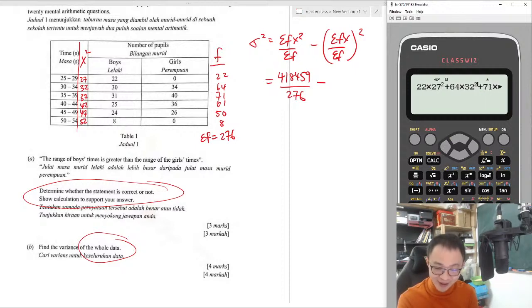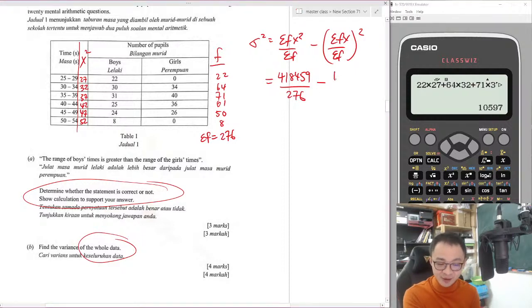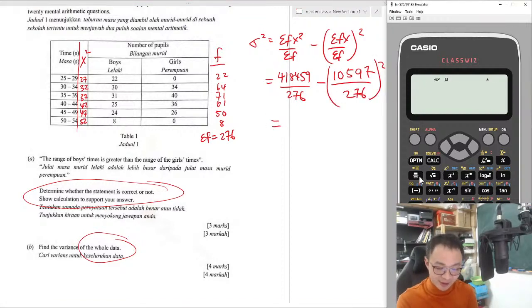I hope I didn't press delete 2 times. I mean delete 3 times, so that I will delete the number. Yeah, then I will get about 10597 over 276 square. Okay, so then I will type everything in the calculator.